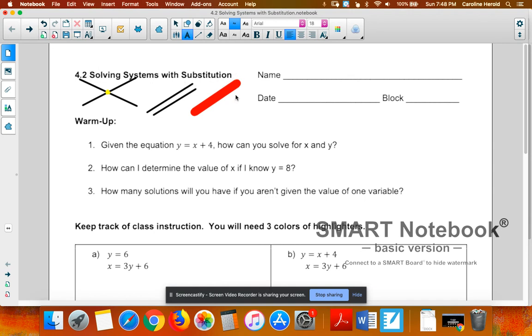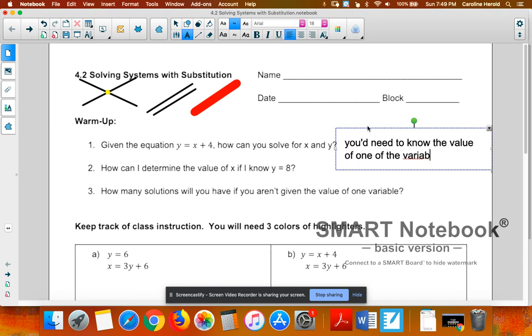Now, you guys are familiar with substitution. You know that if x is equal to some number, you can put in that x value and then figure out what y is, right? We've done substitution before. It says, given the equation y equals x plus 4, how can you solve for x and y? Well, honestly, I think you need to know the value of one of the variables, right? You'd have to know. You can't otherwise.